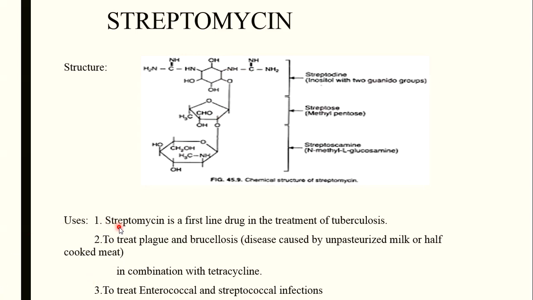Coming to uses of streptomycin. Streptomycin is a first-line drug used in the treatment of tuberculosis, that is TB, and it is also used to treat plague and brucellosis, the disease caused by unpasteurized milk or undercooked meat. For the treatment of plague and brucellosis, streptomycin is combined with a tetracycline. It is also used to treat enterococcal and streptococcal infections.